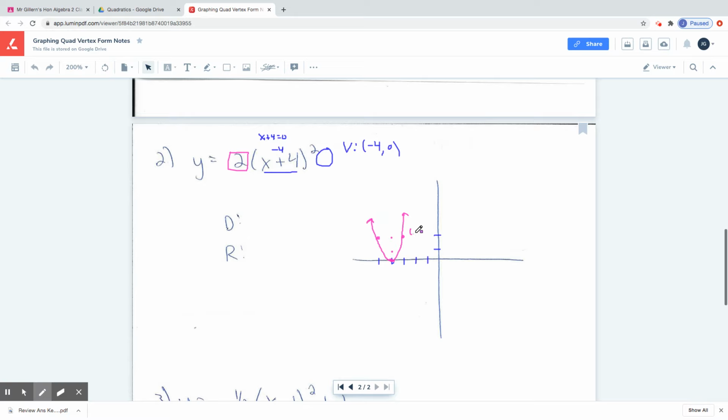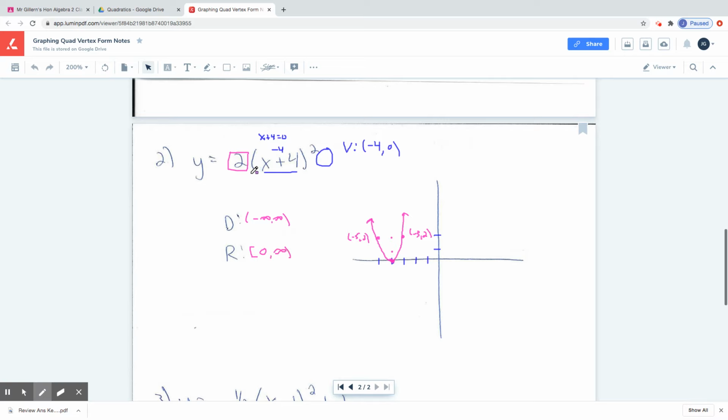So we're at (negative 3, 2), (negative 5, 2), and then we have my vertex, which is at (negative 4, 0). All right, so the domain, once again, is negative infinity to infinity. The range, once again, we have a minimum value. The range is from 0 to infinity.